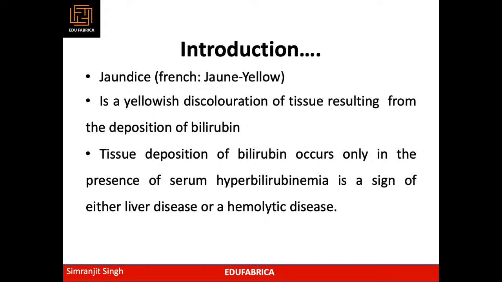So jaundice is actually a French word, jaune, which means yellow. So it's a yellowish discoloration of tissue resulting from the deposition of bilirubin. Tissue deposition of bilirubin occurs only in the presence of serum hyperbilirubinemia. It is a sign of either liver disease or hemolytic disease.